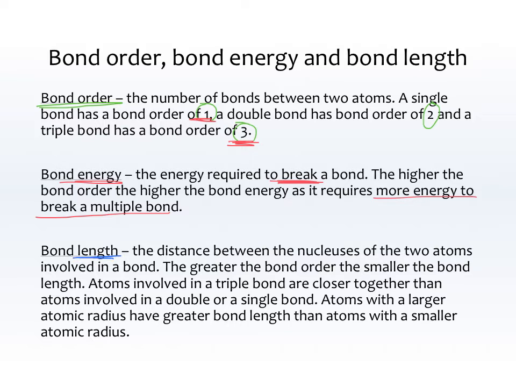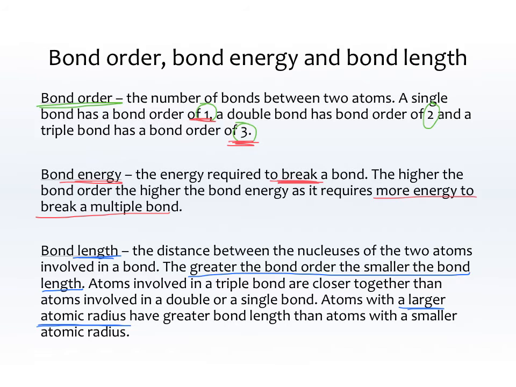Bond length is the distance between the nuclei of the two atoms involved in a bond. In other words, the length of the bond. The greater the bond order, the smaller the bond length. So a triple bond has a shorter length, or a smaller distance between the atoms, than a single bond. Atoms with a larger atomic radius have a greater bond length than atoms with a smaller atomic radius.